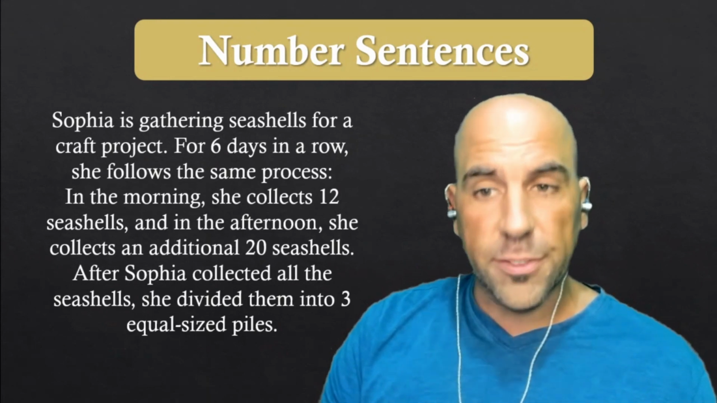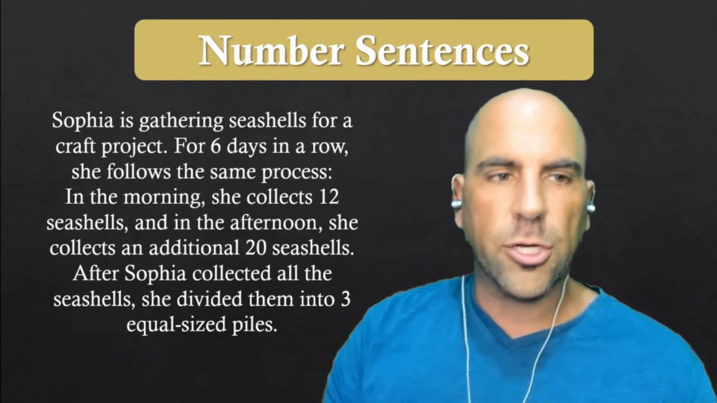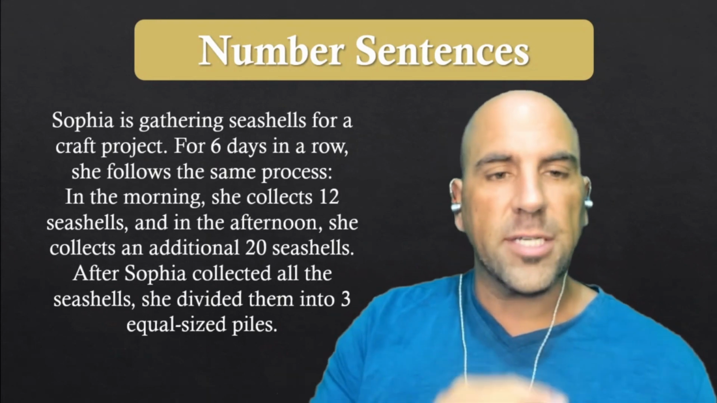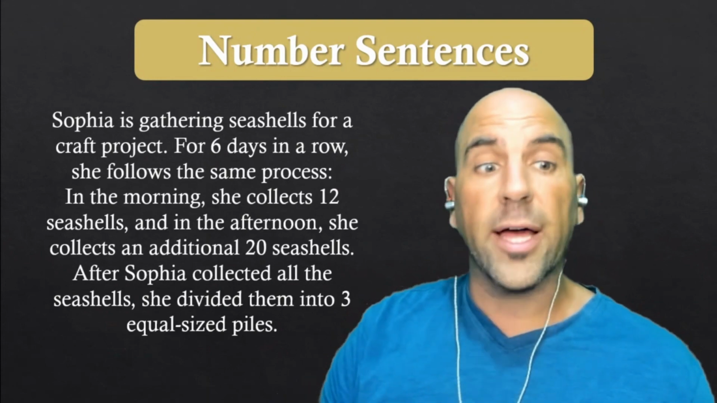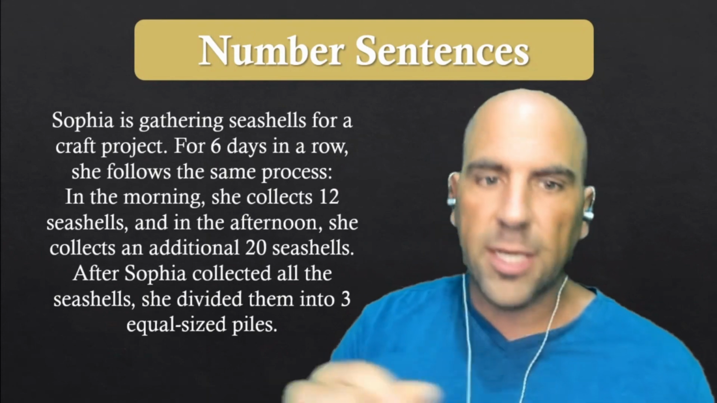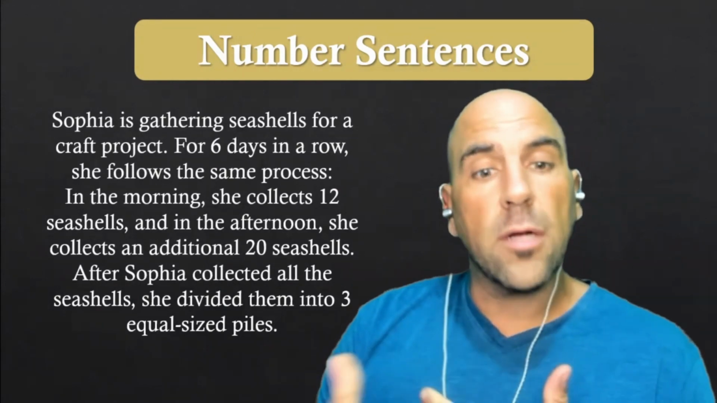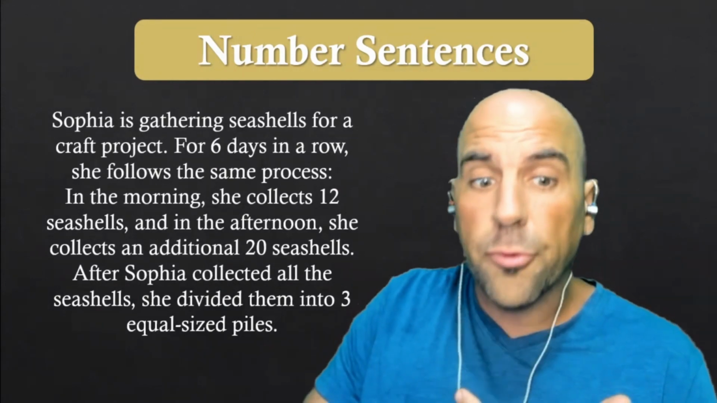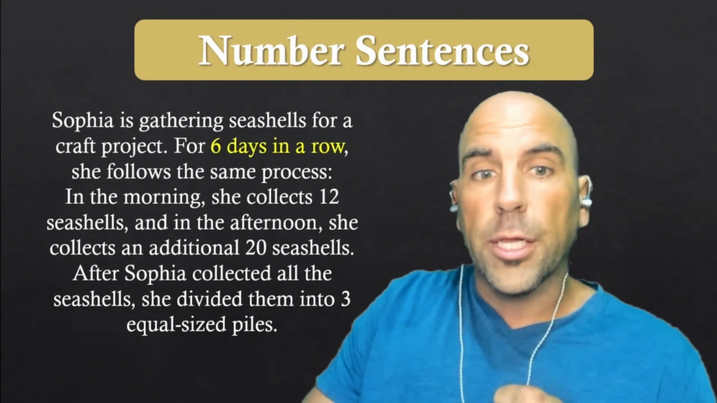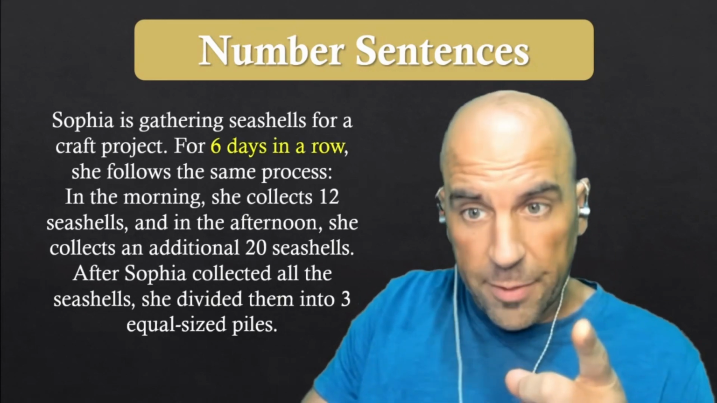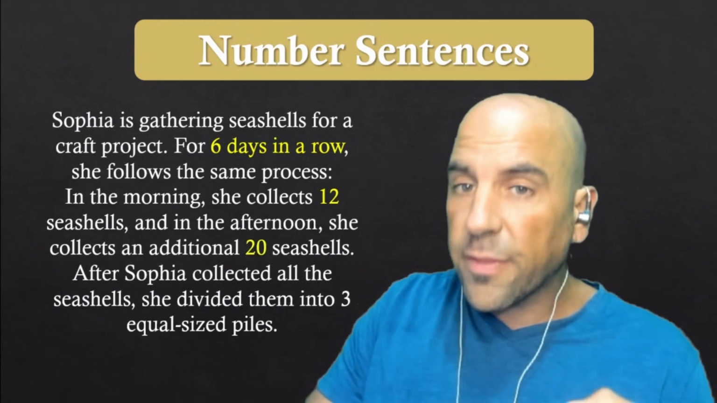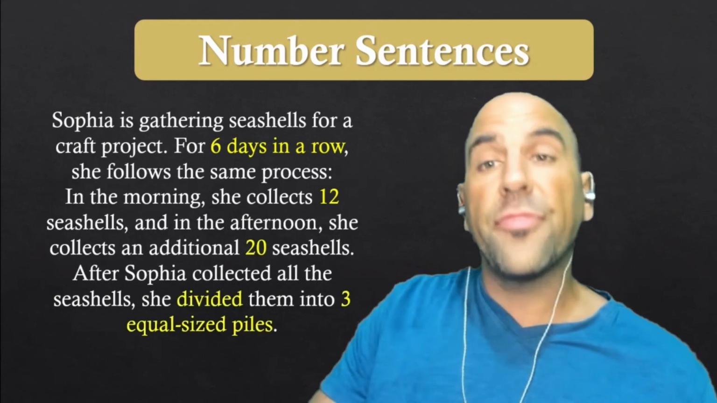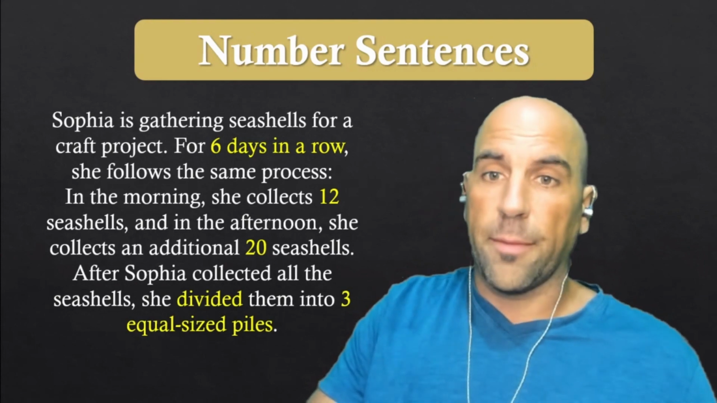Last one. Sophia is gathering seashells for a craft project for 6 days in a row. She follows the same process. In the morning, she collects 12, all 6 days. And in the afternoon, she collects an additional 20, all 6 days as well. After Sophia collected all the seashells, she divided them into 3 equal-sized piles. Well, we need to know that it happened 6 days in a row, and each day she collected 12 in the morning and 20 in the afternoon for 6 days. And then at the end, she divided them by 3.